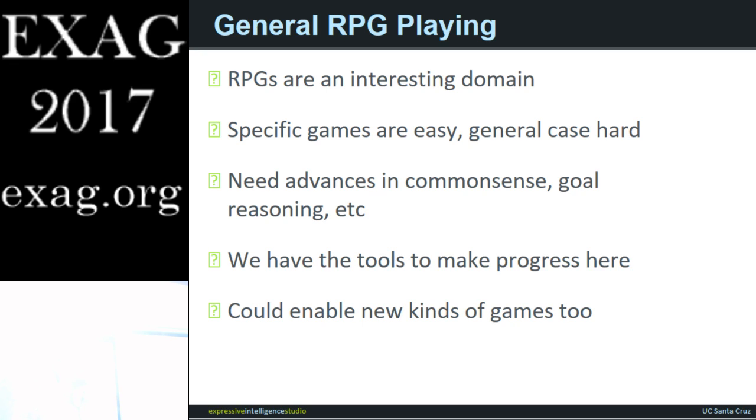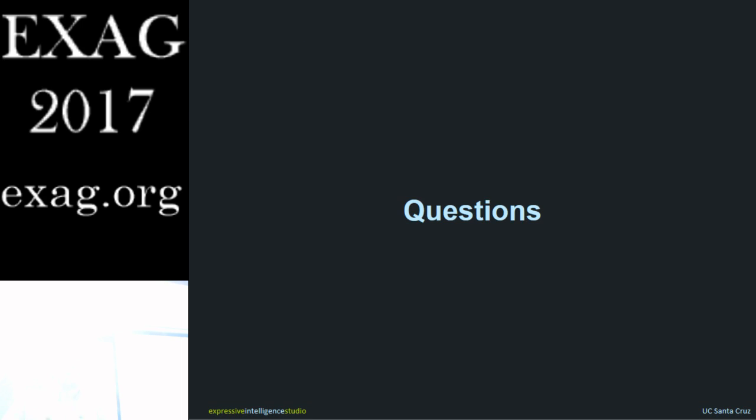They're especially interesting because while writing an AI for a specific RPG is not that bad, writing an AI that can handle any RPG you throw at it is super tough. And in order to achieve it, we need to make advances in some key central areas in AI. But it's doable, and we have the tools to start moving in that direction. And doing this could give us new kinds of games to play and new forms of design support that just weren't tractable before. And with that, I'll leave it for questions.